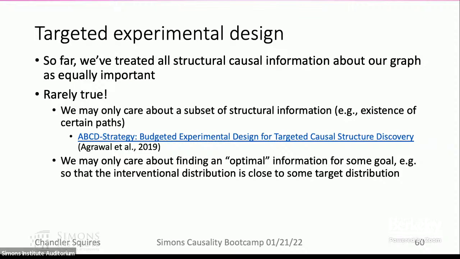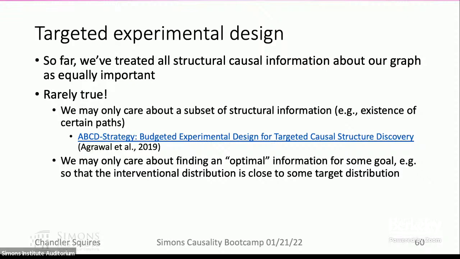It might also be something that's more about functional information about how the causal system works. So for instance, you might in biology want to find an intervention that allows you to shift from one cell type to a different cell type. And if you can phrase the beginning cell type as some source distribution and the end cell type as some target distribution, you can think of finding the best intervention that gets you as close as possible to the target distribution.